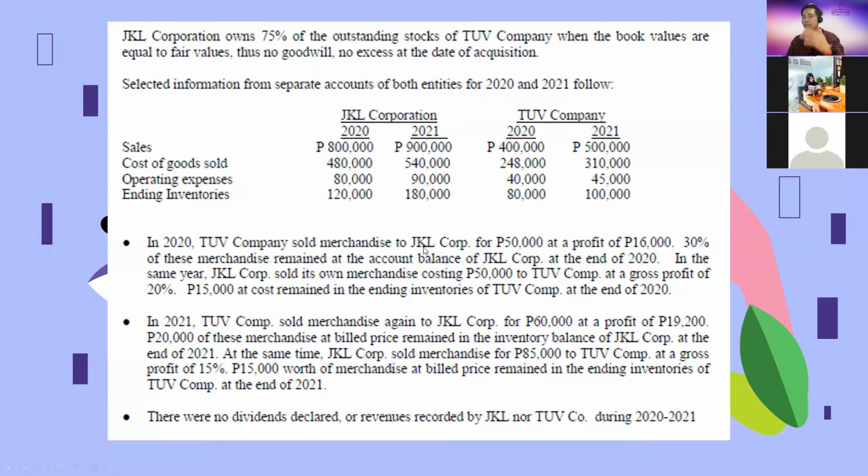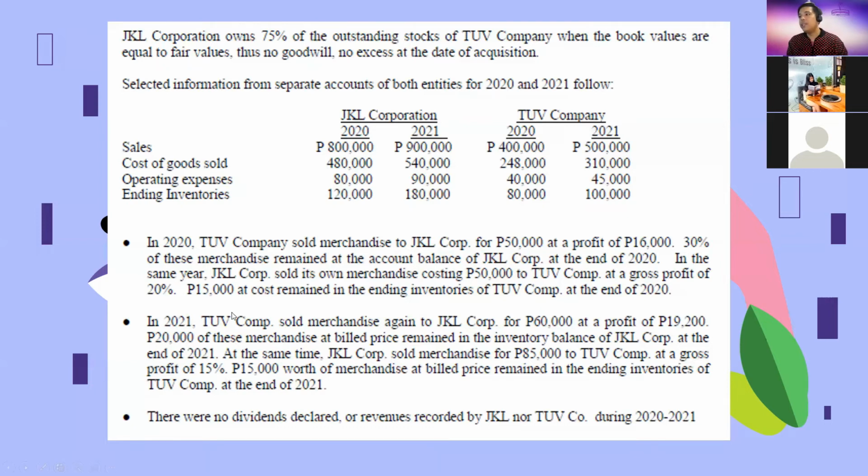So si TUB, subsidiary, nagbenta kay JKL, it's upstream. But also at the same time, JKL sold 50,000 to TUB. So merong upstream naman. Meron namang downstream. No? So in 2020, there's upstream and there's downstream. Punta natin yung bullet number 2.